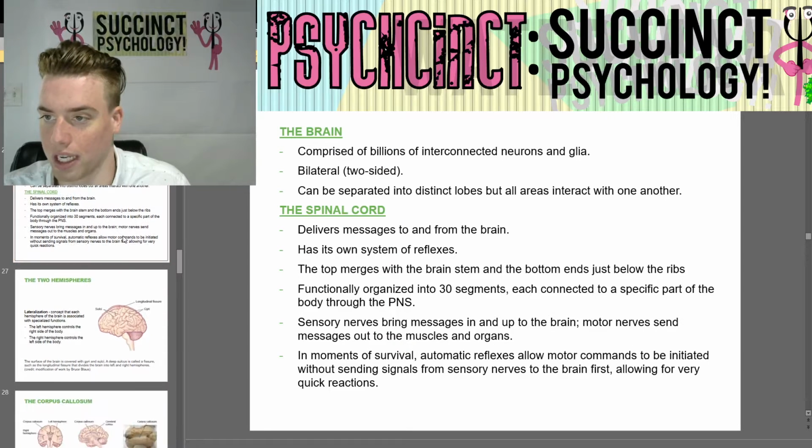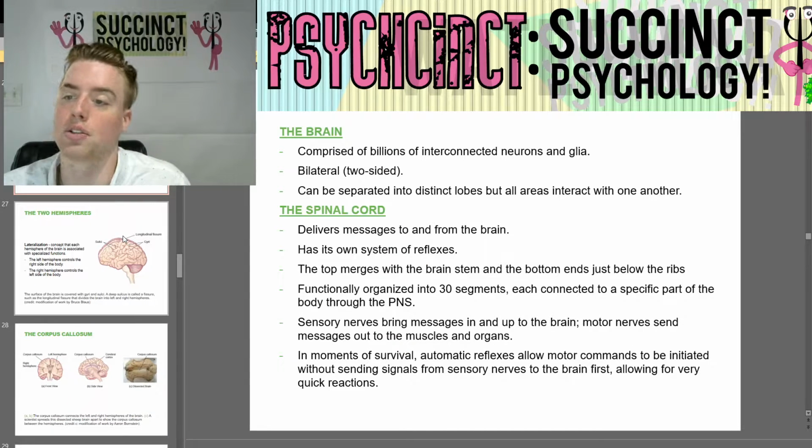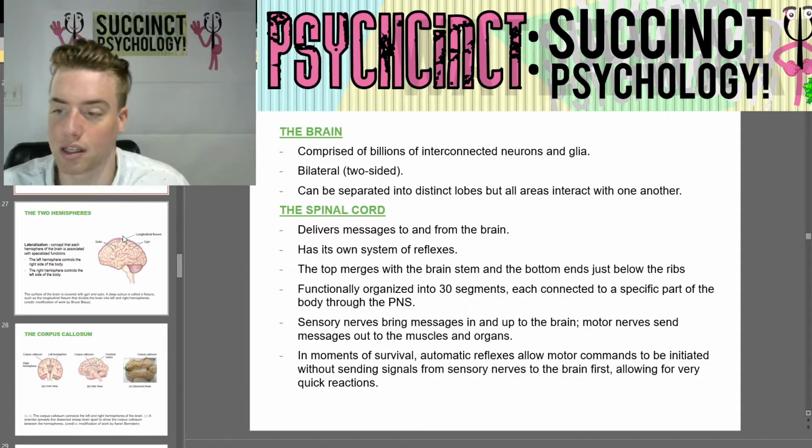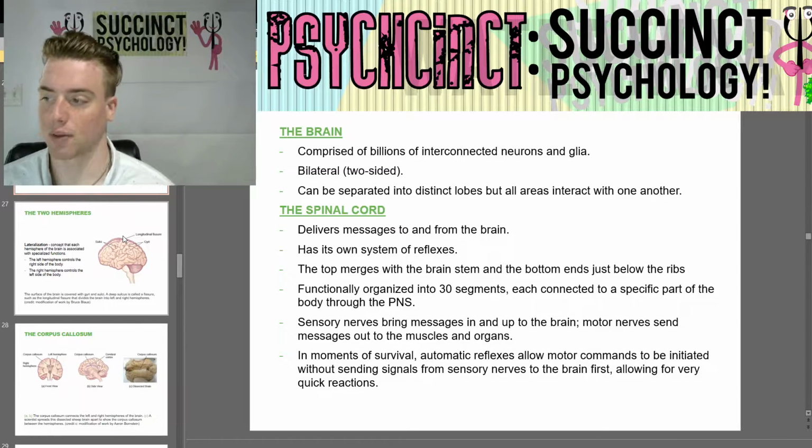Now going on, we're going to get into the brain and spinal cord. The brain is comprised of billions of interconnected neurons and glia. It is bilateral, which means it's two-sided, and can be separated into distinct lobes, but all areas interact with one another. The spinal cord delivers messages to and from the brain. It has its own system of reflexes, and the top merges with the brainstem, and the bottom ends just below the ribs. It's functionally organized into 30 segments, each connected to a specific part of the body through the PNS, peripheral nervous system.